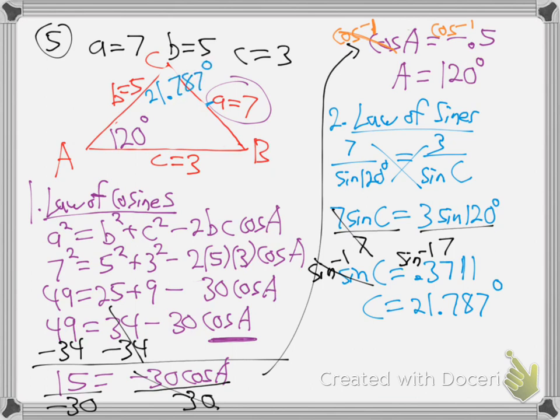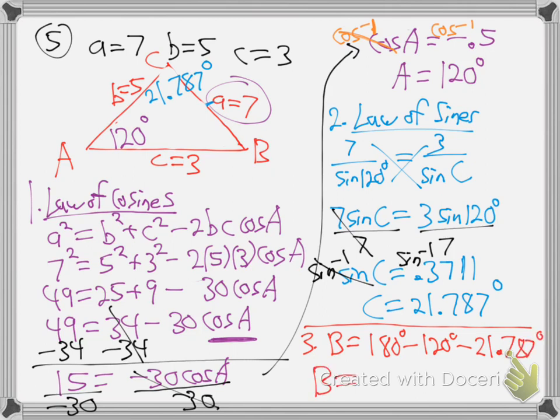21.787 degrees. And so finally we can get angle B. Step 3, angle B is 180 minus 120 minus 21.787 degrees. So there it is. I'm getting 38.213 degrees.